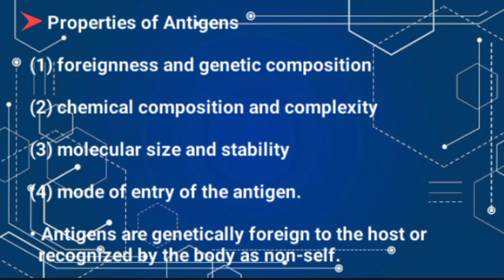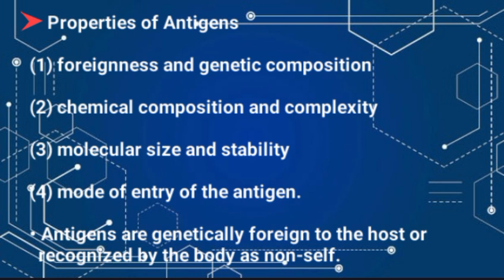Now, let's proceed to the properties of antigens. Simply, an antigen is a foreign substance that enters our body, and it triggers our body to produce antibodies. And antibodies, on the other hand, are proteins produced by our immune system to attack and fight off these antigens. There are several properties that an antigen must possess to make it immunogenic.